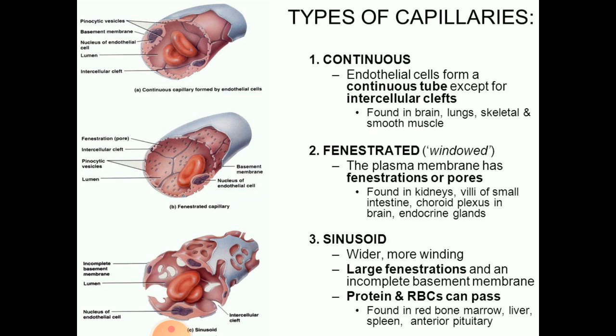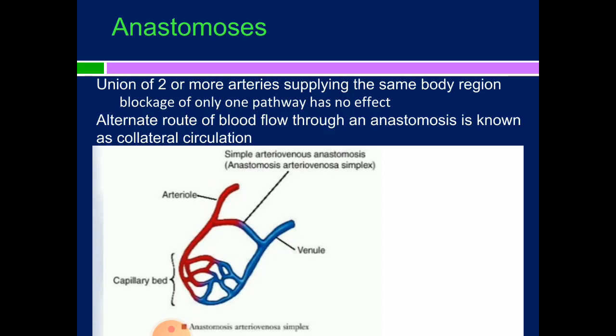Then we have the sinusoids. These are wider and more winding. They have large fenestrations and an incomplete basement membrane. Proteins and RBCs can pass through them and they are found in red bone marrow, liver, spleen and anterior pituitary.